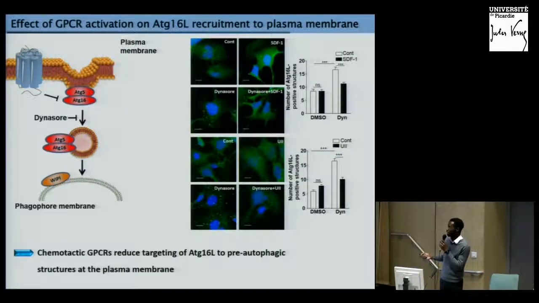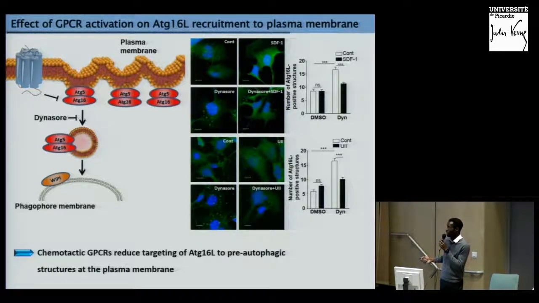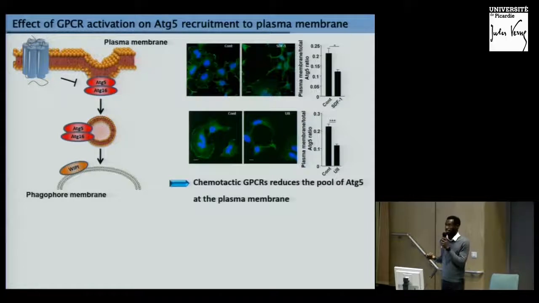So we wondered if the chemotactic GPCRs could affect the recruitment of these two proteins to the plasma membrane. We first looked at ATG16. So once again, we treated cells with dynasore to cause their accumulation at the plasma membrane, as you can see by this punctate labeling. But when we treated cells with either SDF1 or U2, you see that we reduced the number of these pre-autophagic vesicles, suggesting that ATG16 recruitment to the plasma membrane was strongly inhibited. But as we know from the literature, the membrane binding site in this complex is held by the ATG5 protein. So we next looked at how ATG5 could be affected.